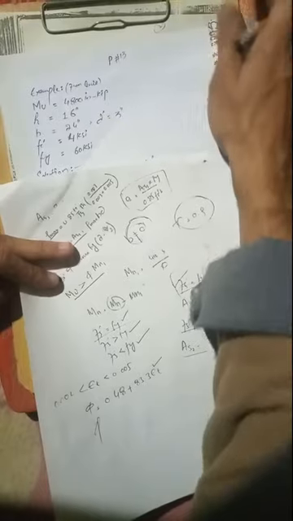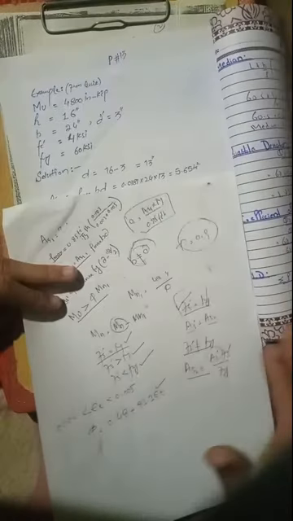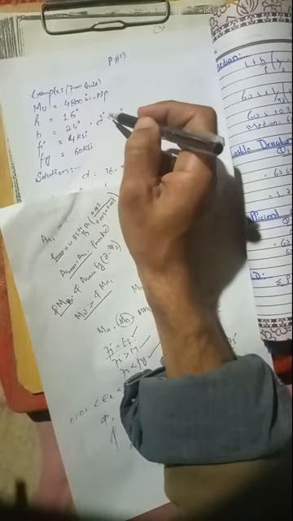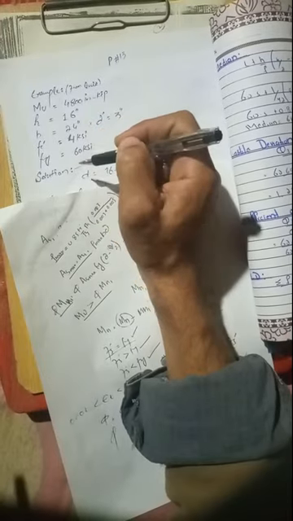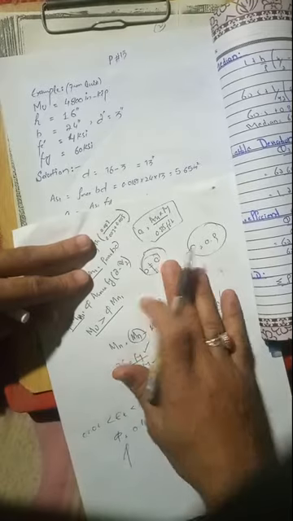I think this example is from the Nelson book. You see here, Mu is already given, h is given, b is 24 inches, d prime is 3, fc prime 4 ksi, fy is 60 ksi. So what we have to do, we have to design the beam section.